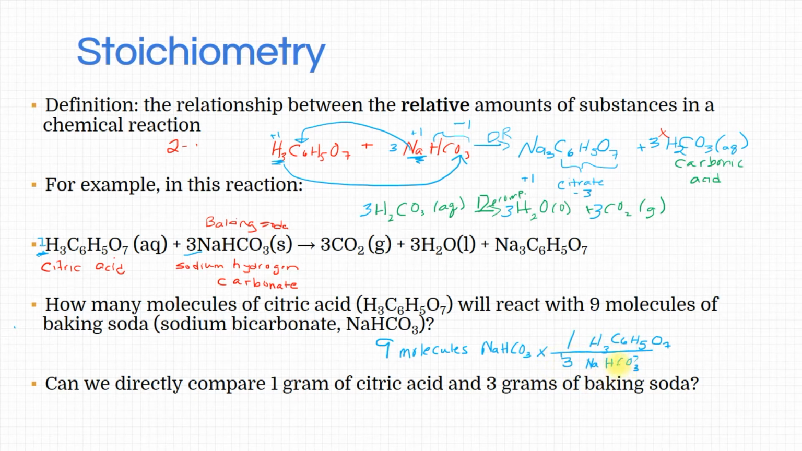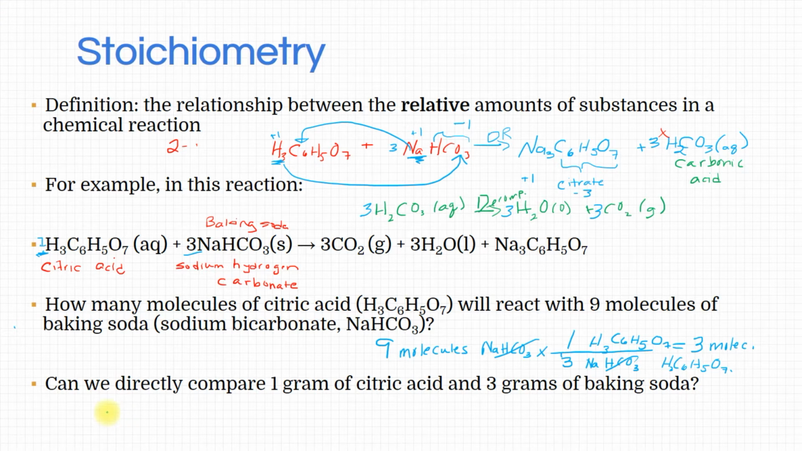Now the baking soda's on the bottom because I want to be able to cancel this unit and get just the citric acid, which means what I'm going to put in my calculator, what I'm going to do mathematically, is this 9 divided by 3, because it's on the bottom. So that's going to equal 3 molecules of baking soda. I'm sorry, of citric acid, actually.